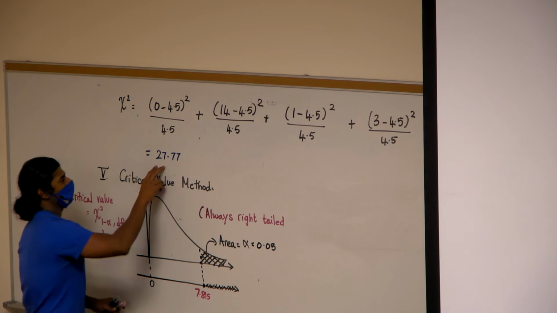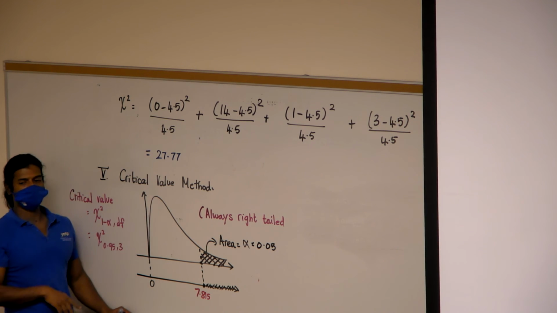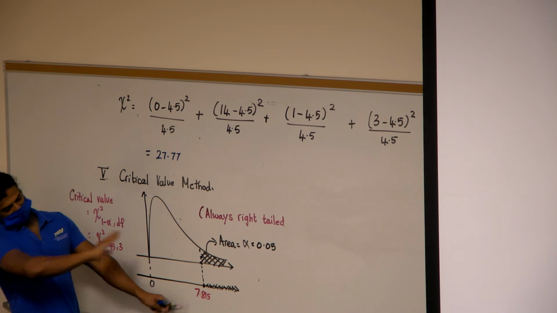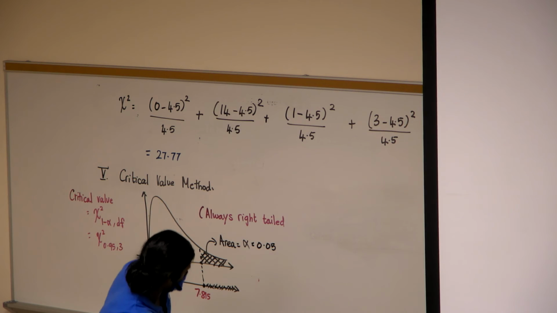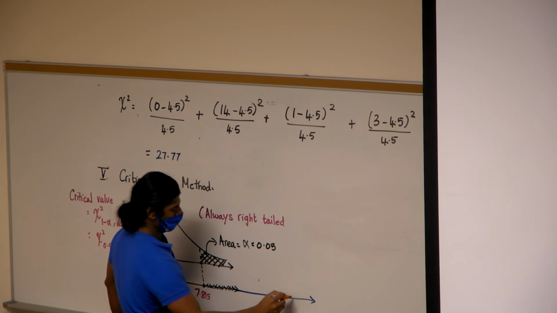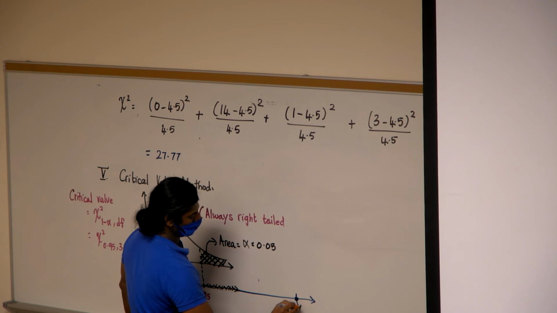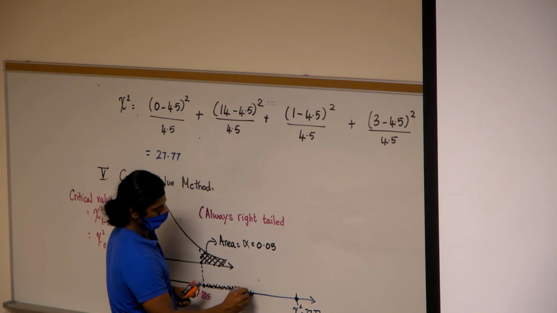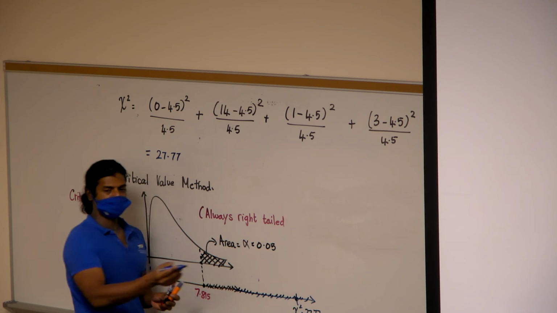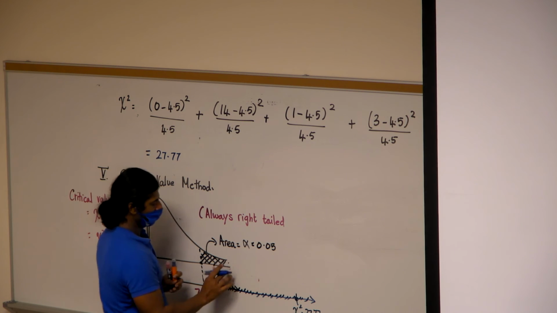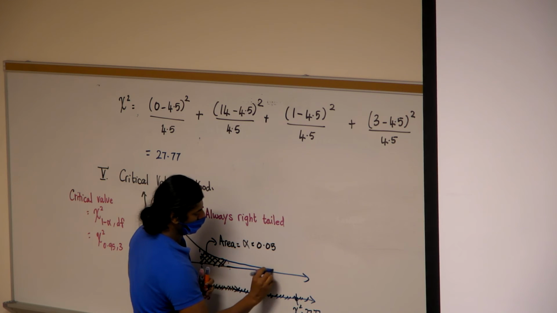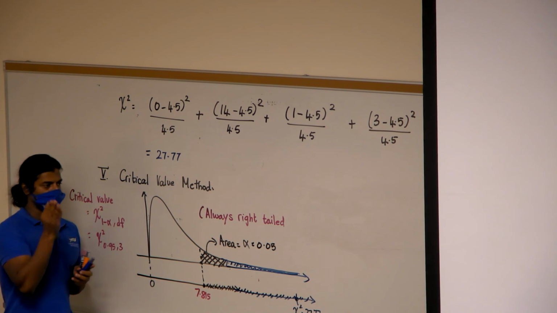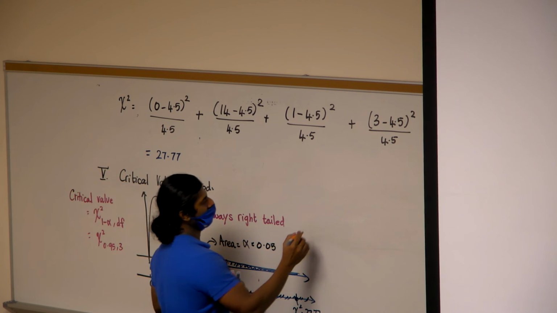Does the test statistic, which is 27.77, fall in the rejection region? Yes. The critical value is 7.815, and the test statistic is way over there. Should we reject the null? Yes. So the conclusion here is that we reject the null because the test statistic falls in the rejection region.